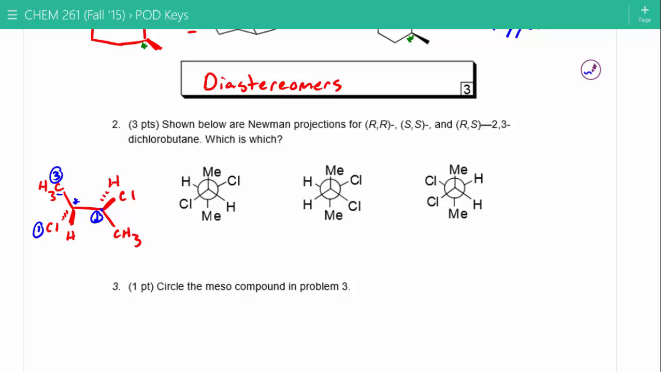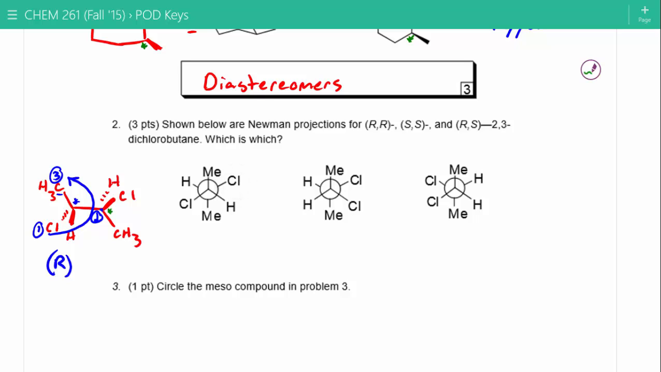So we can go through and we can say, all right, this is going to the left, but where's our lowest priority? It's forward. So we'd label this as R. If our lowest priority were pointing backwards, it would be S, but because it's pointing forward, we label it as R.